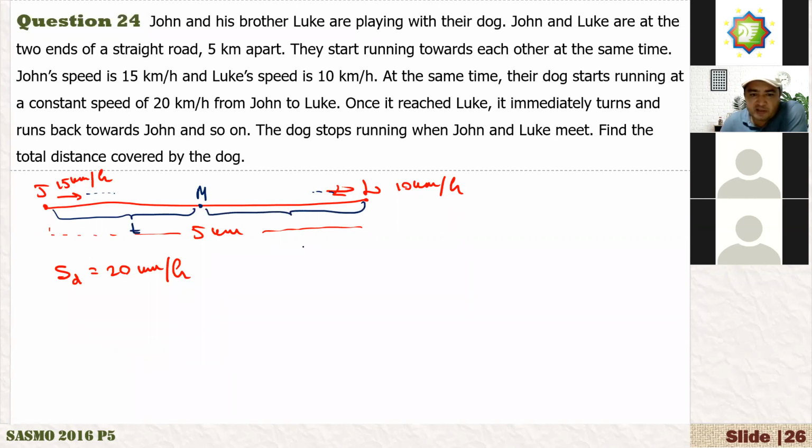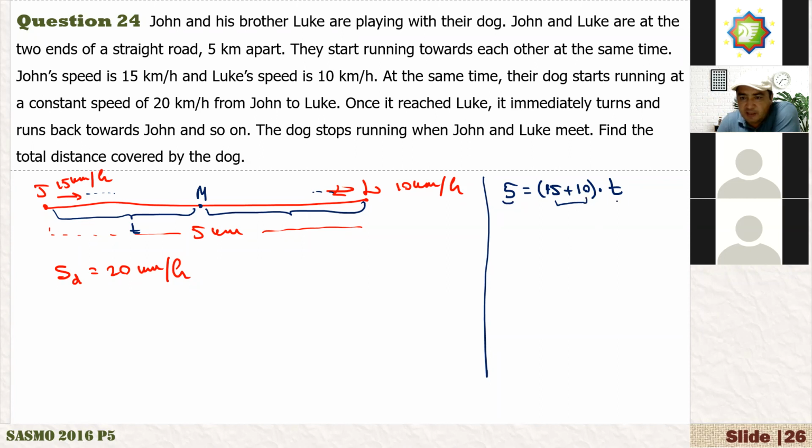The distance is 5 kilometers. Since they are running towards each other, to find how fast they are approaching each other, we need to add their speeds. The speed of John is 15, and the speed of Luke is 10. The time is t, which I don't know. This one is the distance, 5 kilometers.